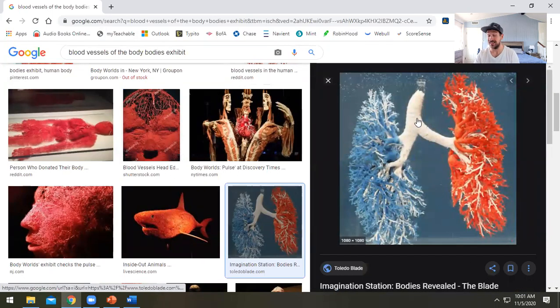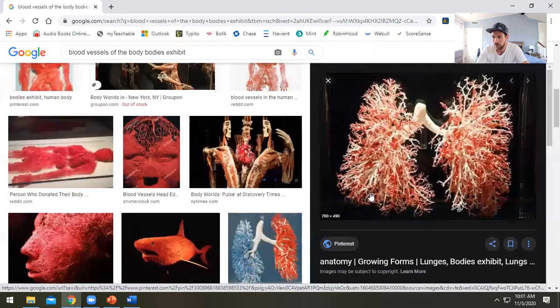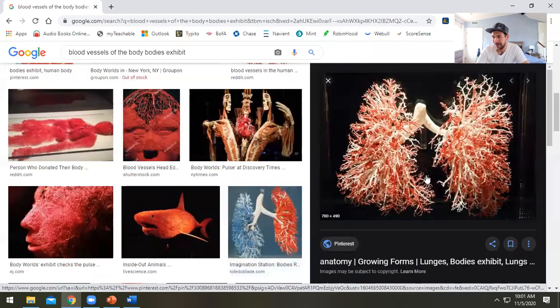Now, this is totally inaccurate. It's not blue and red. I don't know why they did that in this picture, but this picture is great for showing you the structures, right? So there's your trachea, and then there's your right bronchi and your left bronchi. It is not oxygenated and deoxygenated. Do not let this fool you. In fact, let's go ahead and kill that debate.